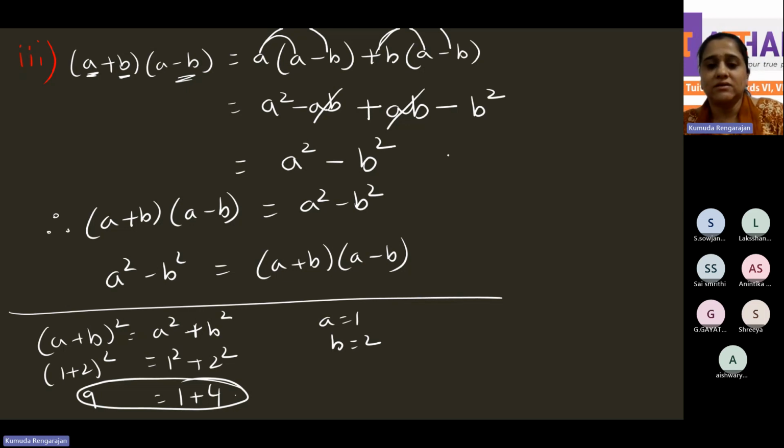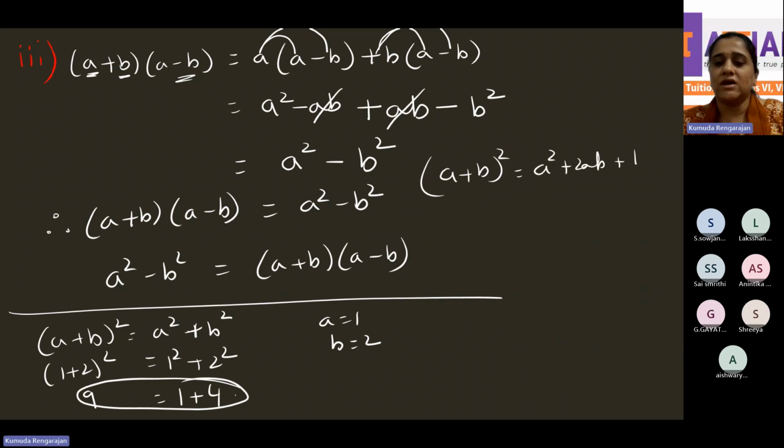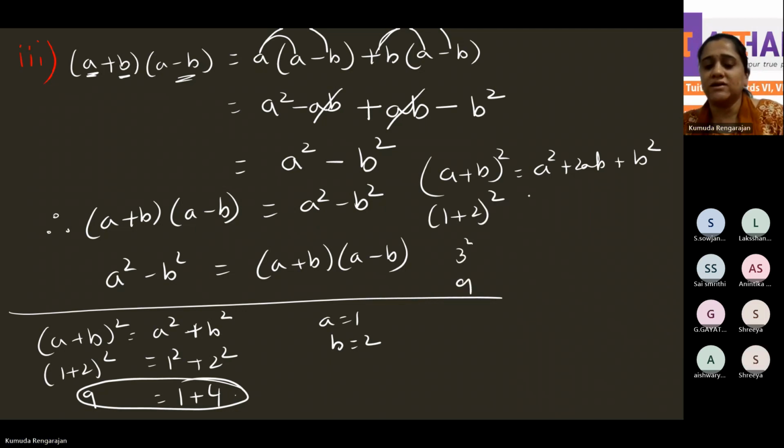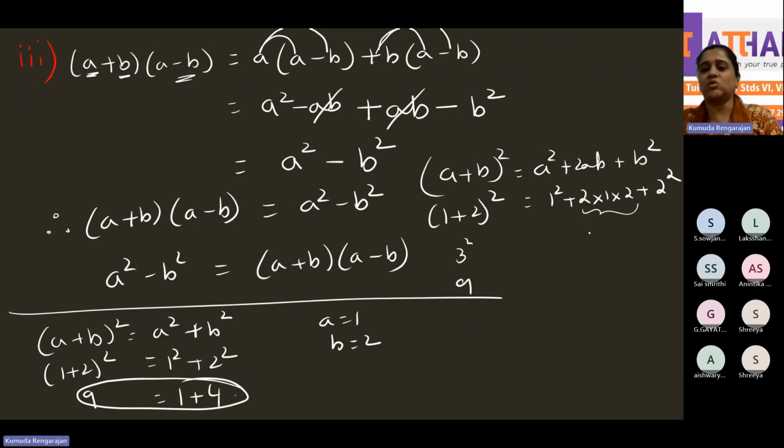But you try this. (a plus b) the whole square is a square plus 2ab plus b square. Now here, when a is 1 and b is 2, (1 plus 2) the whole square, 3 square, 9. Here, 1 square plus 2 into 1 into 2 plus 2 square, correct?